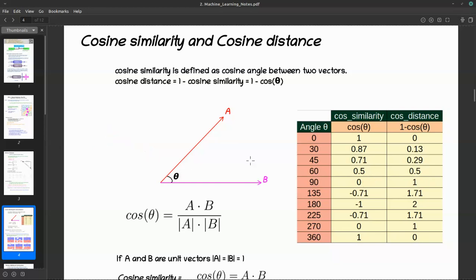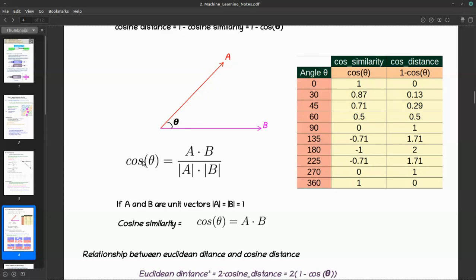And what is the range of cos theta? 1 to minus 1. So the maximum similarity you can have is 1 and the minimum similarity you can have is minus 1. The maximum distance you will have is 2, 1 minus minus 1 is 2, and the minimum distance is nothing but 0. So cos similarity goes from minus 1 to 1, and cos distance goes from 0 to 2. Right? So this is nothing but cos similarity and cosine distance.